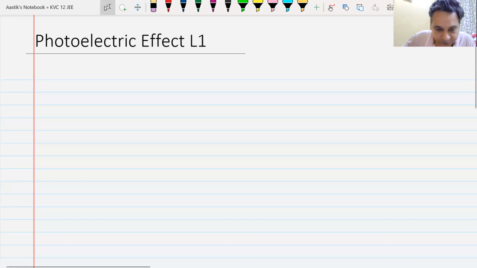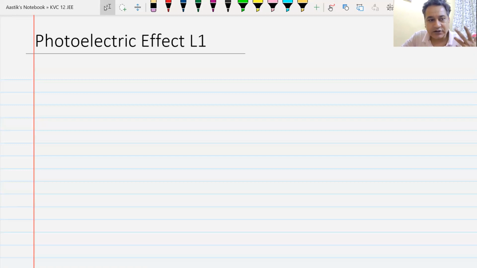Now, for going on to the photoelectric effect, we must understand how this came into being. This phenomenon was discovered by Hertz in the year 1887. Hertz discovered this phenomenon, and then we came up with the quantum theory of light, which tries to explain what is actually happening here.